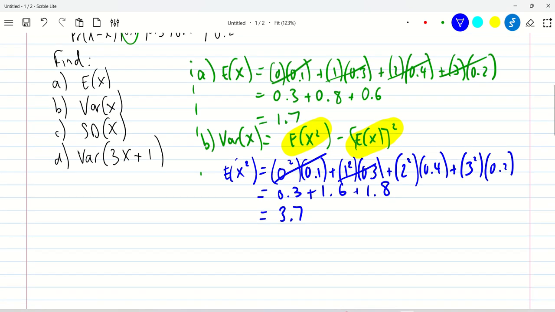Let's put it all together. Therefore, variance of x is equal to expected value of x squared, which is 3.7, take away the expected value of x all squared, so 1.7 squared. Now, up until now, I've been doing everything by hand. Just going to use a calculator here because I don't want to do that.